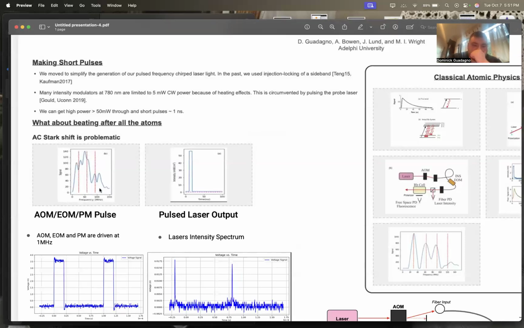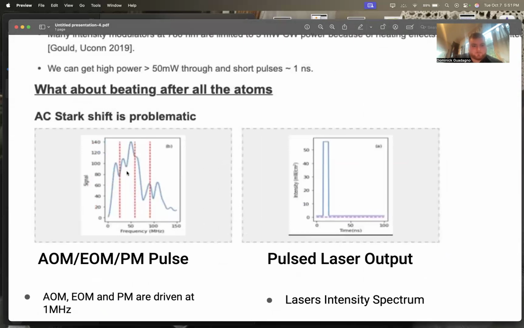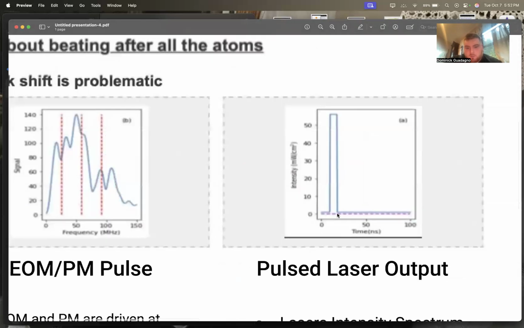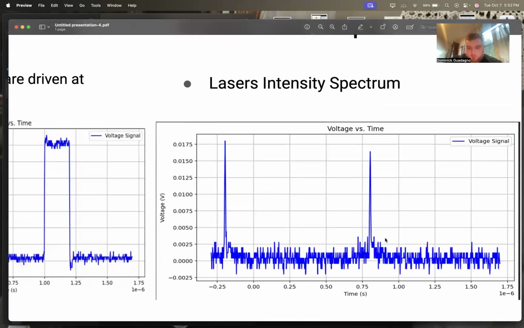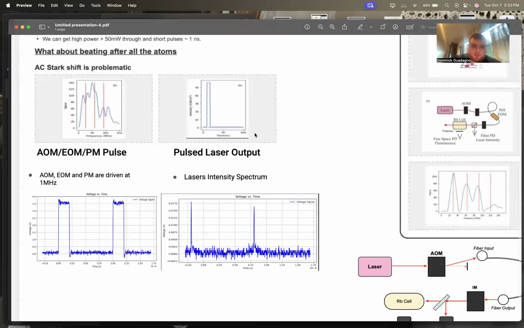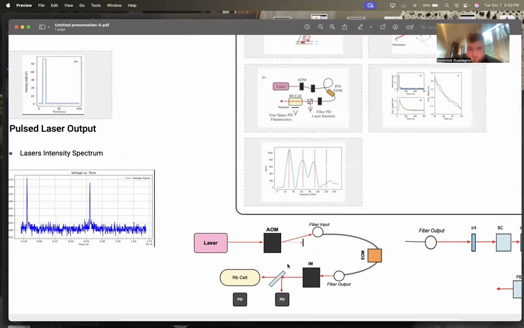The reason for that took us a while to figure out, but we believe it is the AC Stark shift. The reason we think it's the AC Stark shift is because, as you can see here, there's not total extinction in the intensity spectrum. That's just an example, but you can see it here, especially with all this noise right here. So in order to counteract that, we are trying to use this new system.